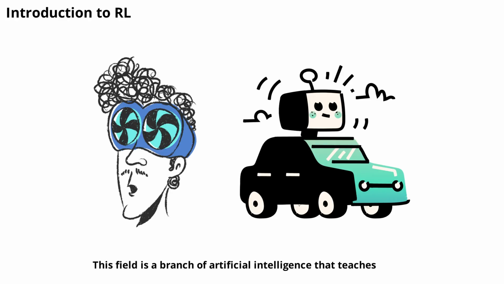This field is a branch of artificial intelligence that teaches machines how to make decisions by interacting with their environment. Unlike traditional programming, where rules are explicitly coded, RL allows agents to learn from experience. Through trial and error, these agents gradually improve their performance at specific tasks. In this video, we'll break down the core concepts, explore real-world examples, and see why RL is such a powerful tool in modern AI. Let's begin our journey into how machines can learn to act intelligently.